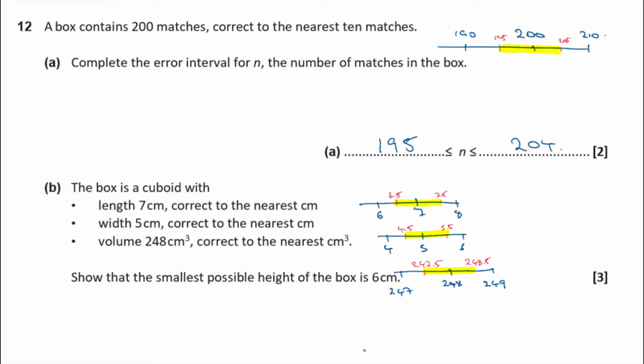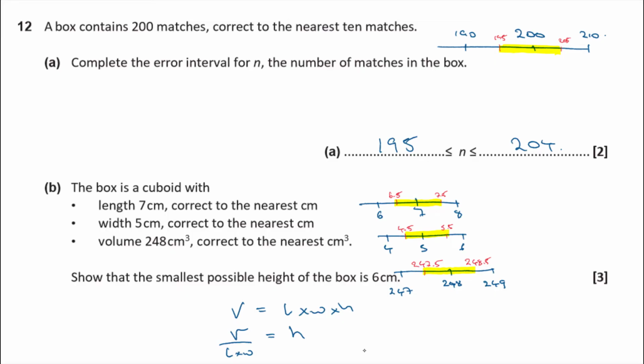Okay. Right, so I want to find the smallest possible value of the height of the box. Okay, so the smallest possible height, remember that volume of a box is equal to length times width times height. So if I want to find the height from this, I need to rearrange, make h the subject, isn't it? So dividing both sides by L and W, I'm going to get h is equal to V divided by L times W.